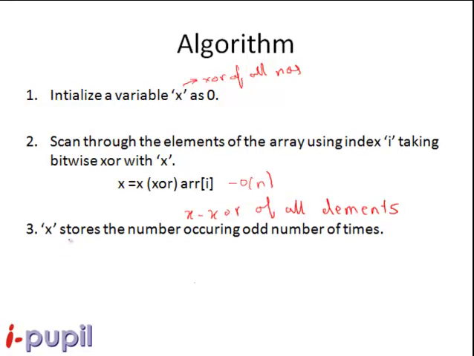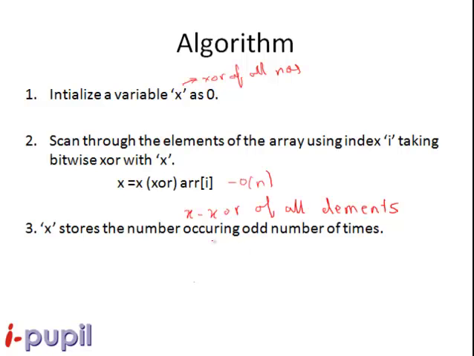So after all of this is complete, x finally stores the number occurring odd number of times. This is because XOR of the same number even number of times is 0. So the number left over is the number occurring odd number of times. So let's consider the example once again.